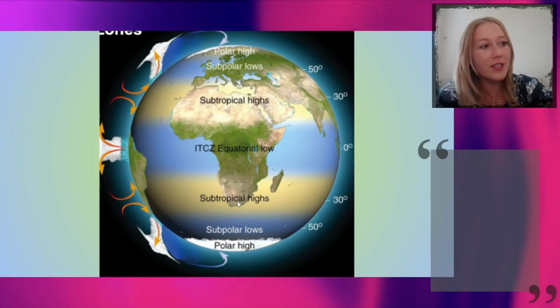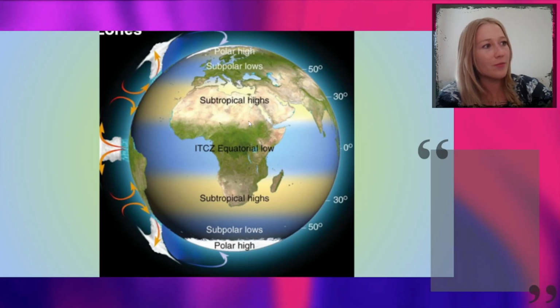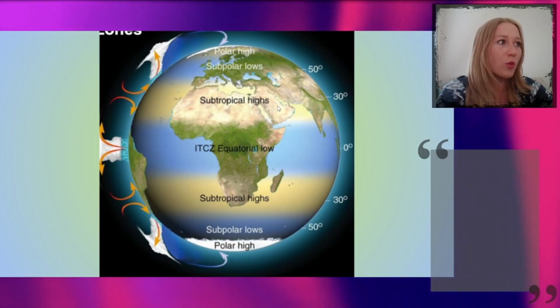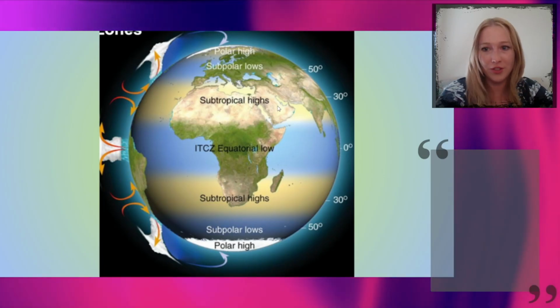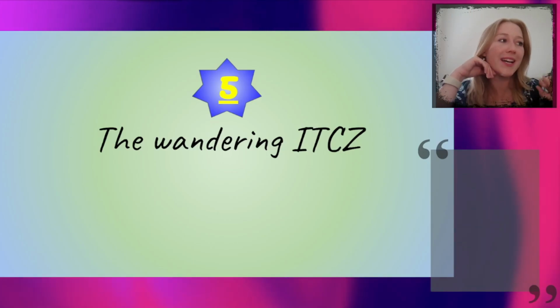That's why some of these areas will still get rain, but you can see the general trend. You can see that wherever you have high pressure systems, you also have very dry conditions. Now we're going to jump up a few levels to the wandering ITCZ.